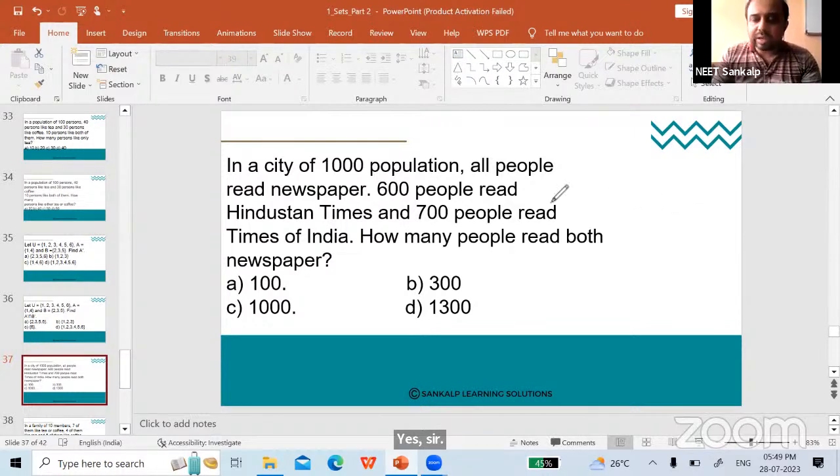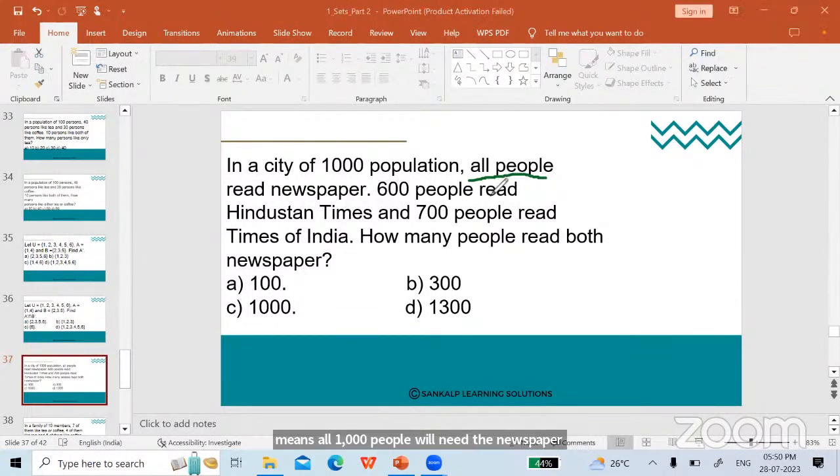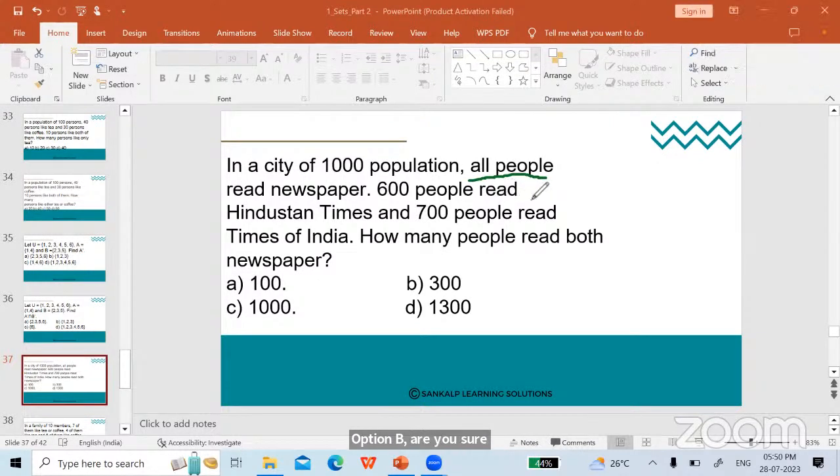Here, the hint is given: all the people read newspaper. Means all 1,000 people will read the newspaper. Option B, sir. Option B. Are you sure? Yes, sir.